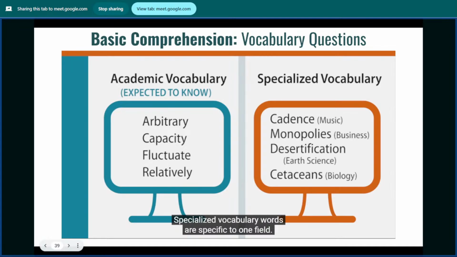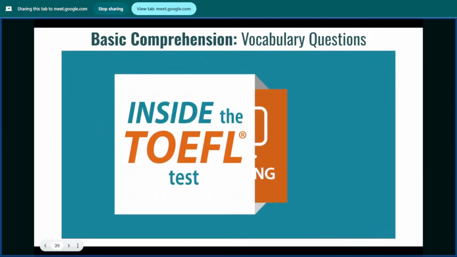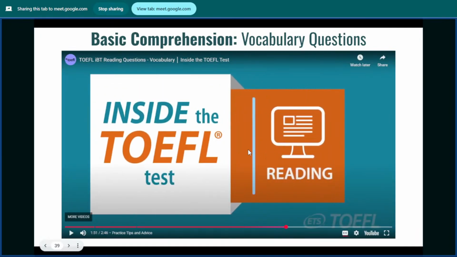Specialized vocabulary words are specific to one field. If words like this are in a TOEFL reading passage, they will be defined for you. Okay, so if specialized words are given which are domain specific, which you might not know as a general student, they will be highlighted in the passage. The meanings would be given at the bottom or something like that.